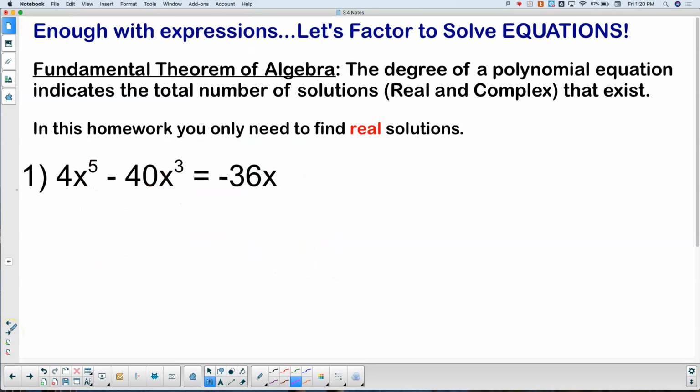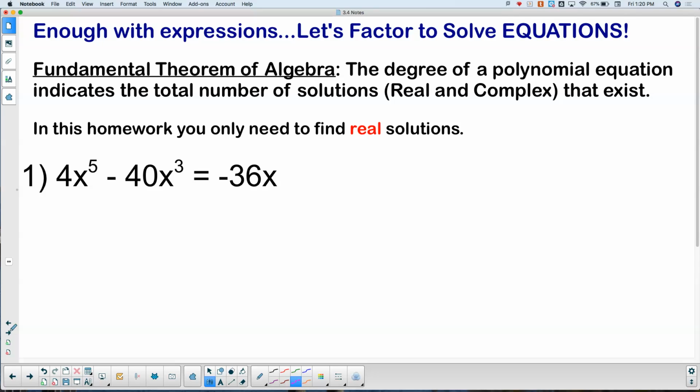Enough with the expressions. Let's get to solving. Okay? So now, going forward, you're going to have to read the problem and decide if it's got an equal sign or if it doesn't. If it does have an equal sign, that's a solve. If it doesn't have an equal sign, that's a factor, or a simplify. Okay? That's the tell right now.